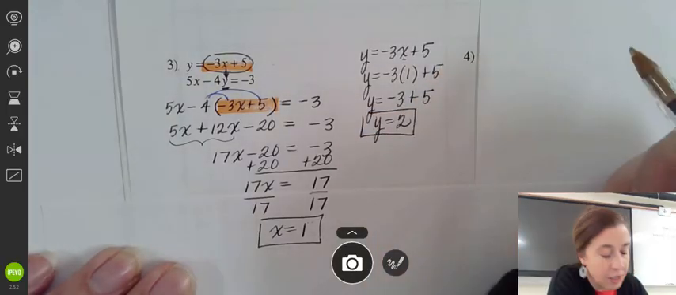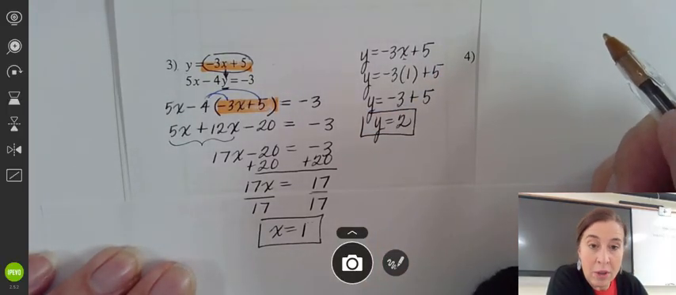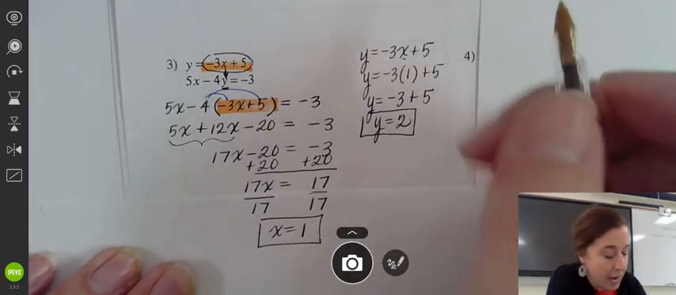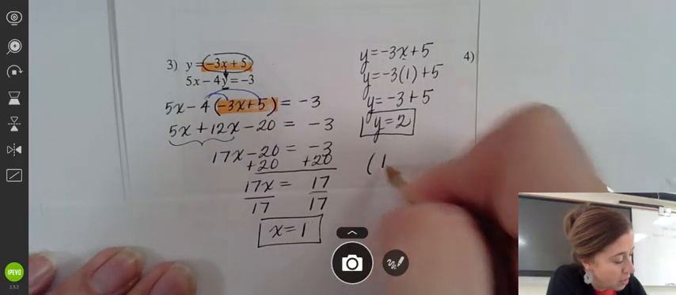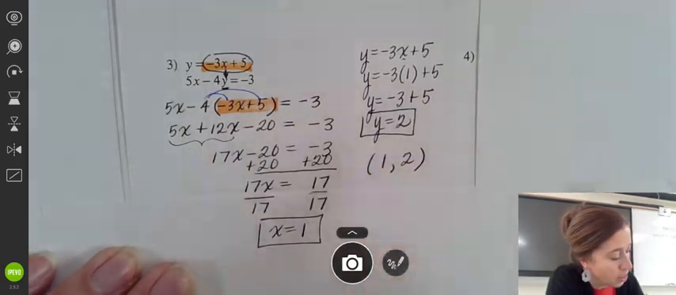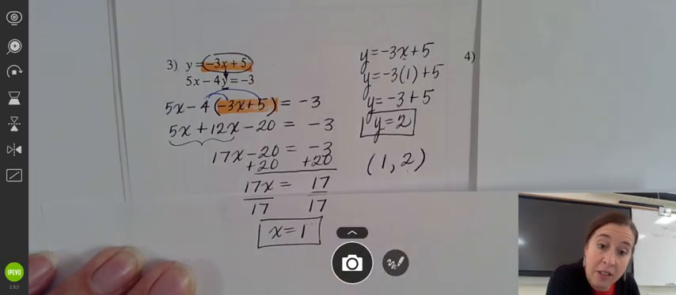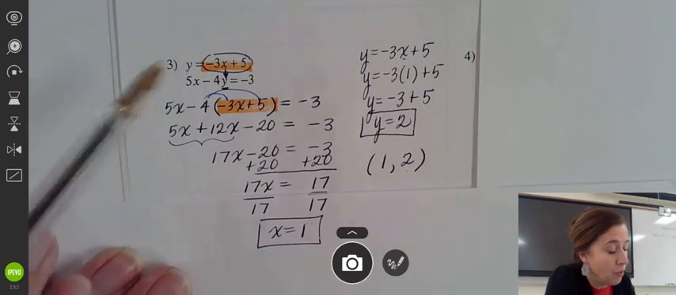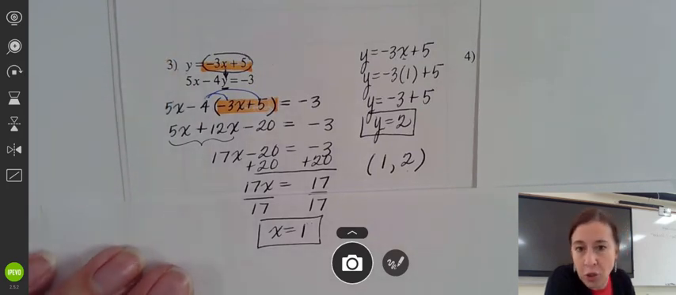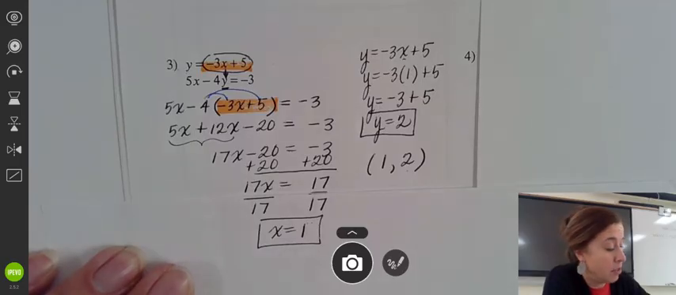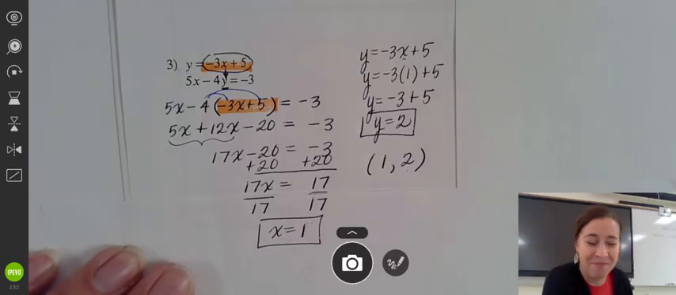And there's my solution. We always write the solution as an ordered pair, in parentheses 1, comma 2 in this case. Always the x, then the y. Okay, remember to check that solution back into both of the original equations to make sure that it satisfies both. Once you've done that, then you've done all 4 steps.